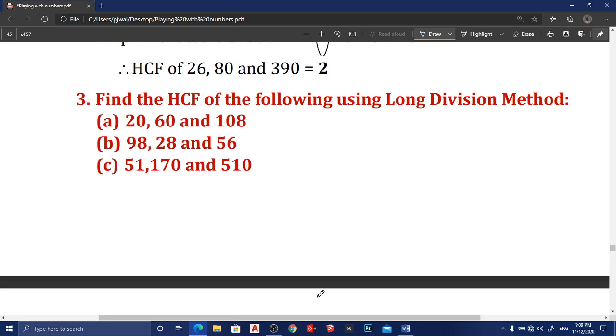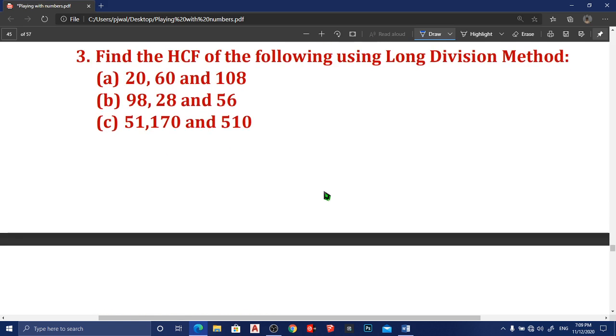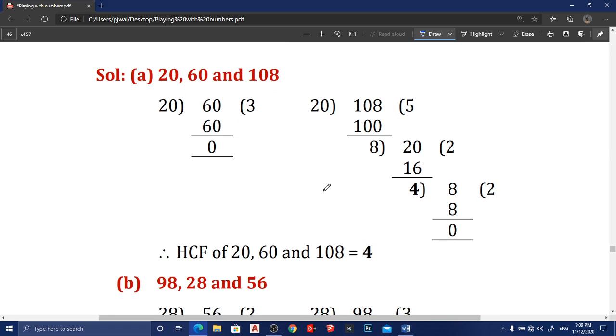Next, third: find the HCF of the following using the long division method. So here you have to use the third method, the long division method. I am taking 20, 60 and 108. First I am taking 20 and 60. 20 3s are 60, and you get 0. So 20 is the HCF of 20 and 60. Now take this HCF, 20, and divide the third number by it: 20 5s are 100, and 8 is the remainder. Now divide 20 again by this remainder 8: 8 2s are 16, and you get 4. Again you have to divide this 8 by 4.